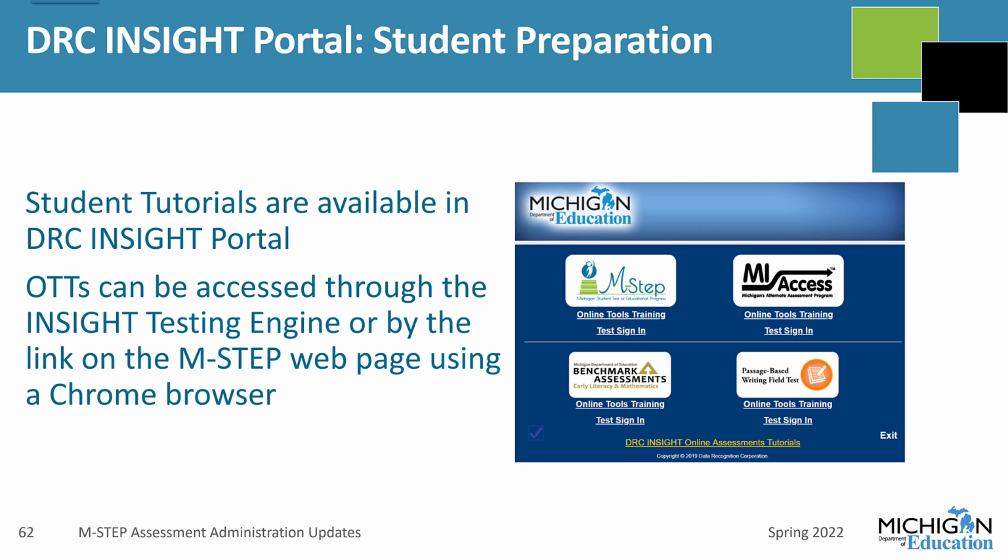You can launch Insight, and the tutorials are the yellow link at the bottom, and you can see the OTTs listed under each assessment logo. You can also access them from the MSTEP webpage as long as you use a Chrome browser. Go to the Parent-Student Information section and select the link Online Practice for MSTEP ELA, Math, Science, and Social Studies. The page that opens has a link to the OTTs on the top portion of the page.